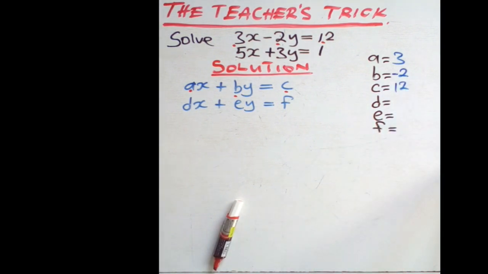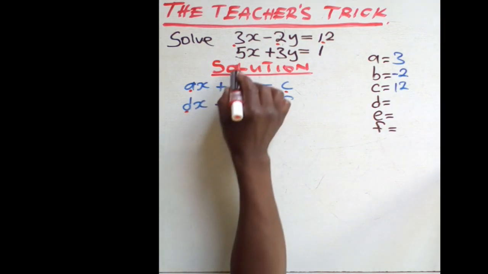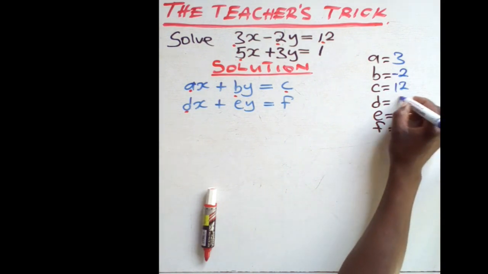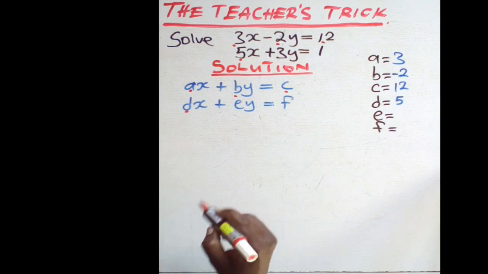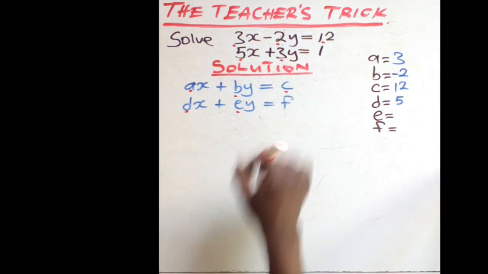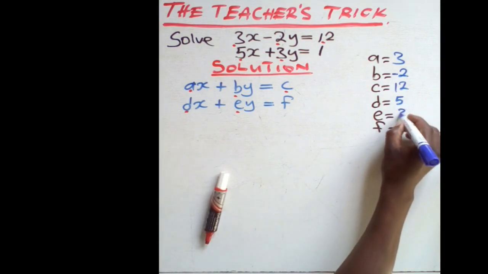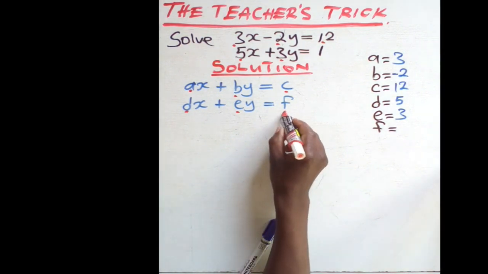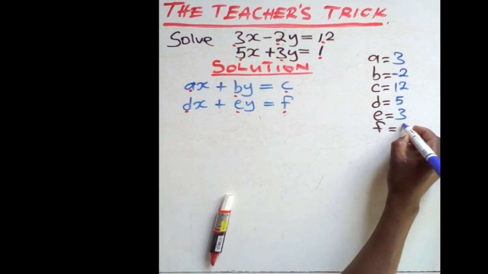Then we go to the second linear equations. This d corresponds to that 5. So d is actually equal to 5. We write 5 there. Then what about e? We are still using the second linear equations. This e corresponds to that 3. So e is equal to 3. Then we go to f. This f corresponds to that 1. So in place of f, we write 1.